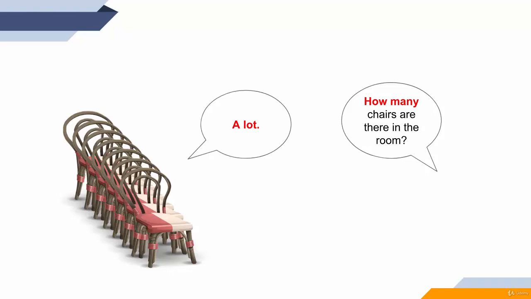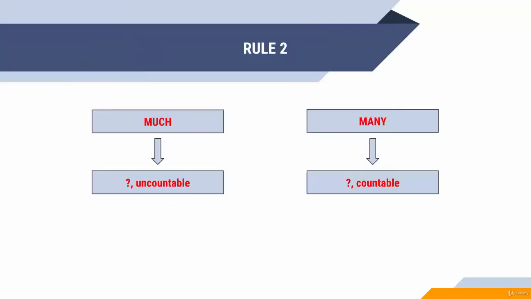How many? Countable nouns. A lot, and you don't give any information. If you say a lot of chairs are in the room, then you use a lot of. When you just want to say that there are a lot, you don't need of after that. You write a lot and the sentence is over. So here is the rule. Much is used in a question with uncountable nouns. Many is used in question sentences with countable nouns.